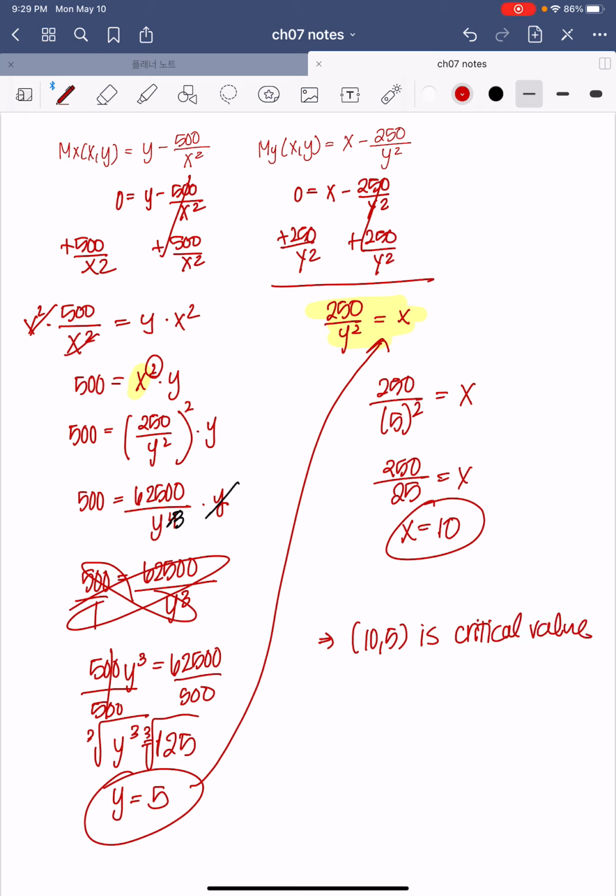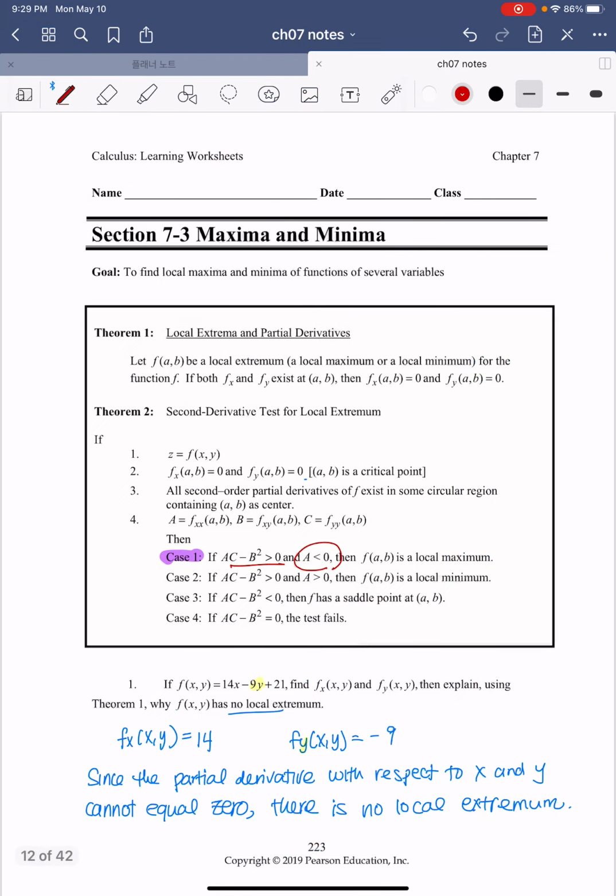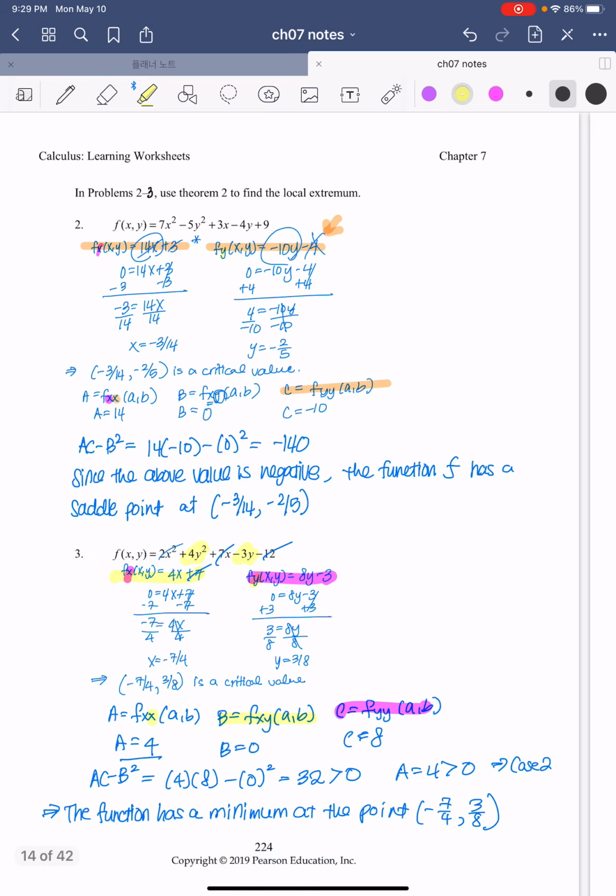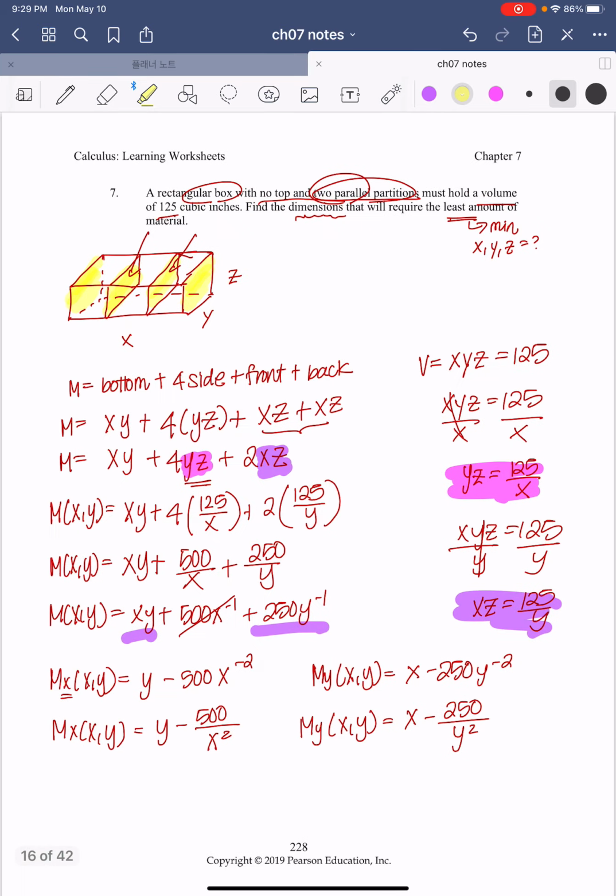Okay. So that is step 1 and 2. We found the critical value. Now let's take the second order partial derivative to find out A, B, and C. And this time, this particular example, this problem, we want case 2 because we want to minimize the cost. So let's set up.